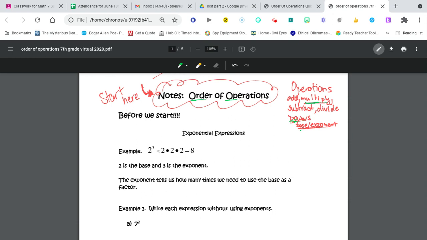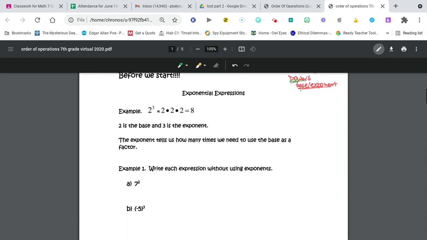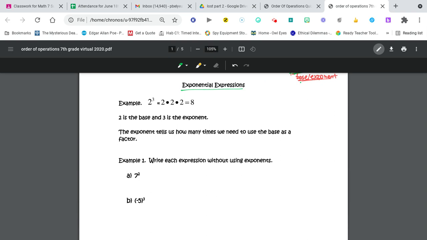Okay. Before we start, we need to understand exponential expressions. So this whole thing here is called a power. And I told you it was basically multiplication, right? 2 is the base of that power, and 3 is the exponent. So a power consists of two things: a base and an exponent. The exponent will tell us how many times we need to use the base as a factor. In other words, how many times do we need to multiply the base?